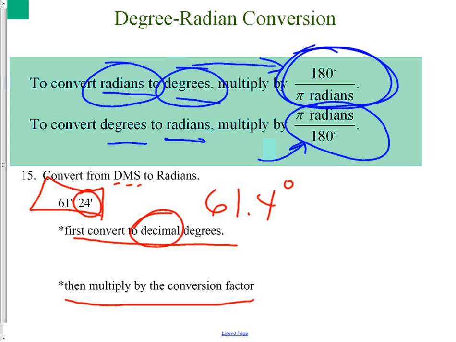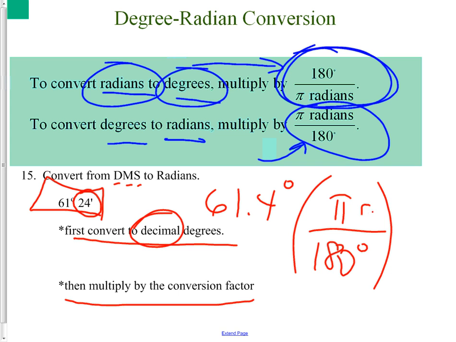Now I'm ready to convert it to radians. So I multiply by that thing. And where should I put the degrees so that they'll cancel? On the bottom. So I put the 180 on the bottom and the pi radians on the top. And then that'll cancel that. And that's so I can take 61.4 times the pi and divide it by 180.